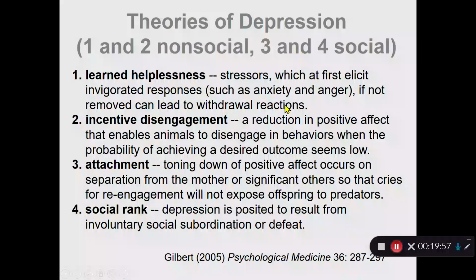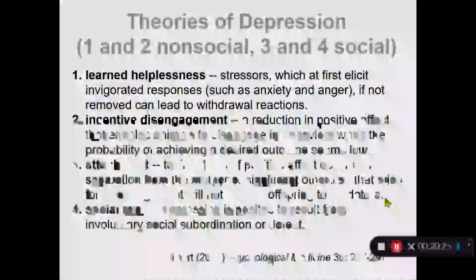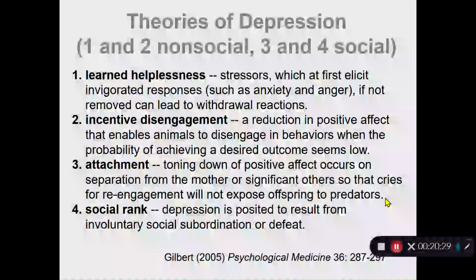In the more social, the first one is attachment. Toning down of positive affect occurs on separation from the mother or significant others, so the cries for re-engagement will not expose offspring to predators. Well, if you're a little baby animal and you're alone, separated from your mother or from the rest of the troop, you're going to cry out, but you only want to do that for so long. If you're crying out and your mother doesn't hear you and the rest of your troop doesn't hear you, well, maybe the hungry wolf does. So you're going to quiet down and protect yourself. You might end up alone, but at least you won't be attacked by the wolf. Again, it's sort of the least of two bad outcomes.